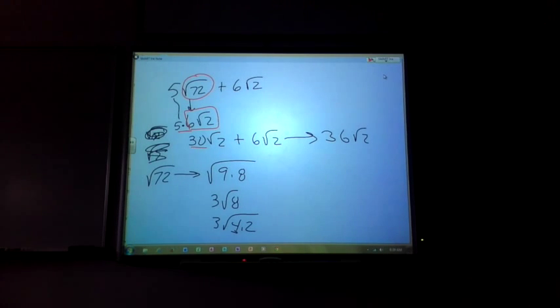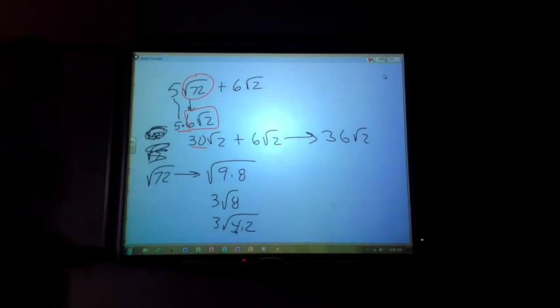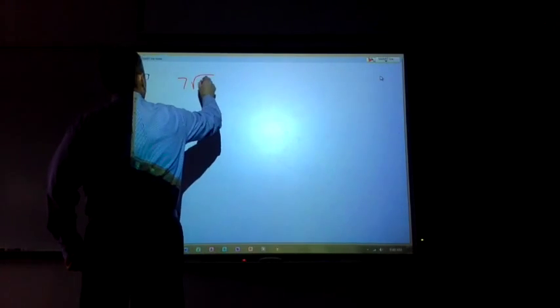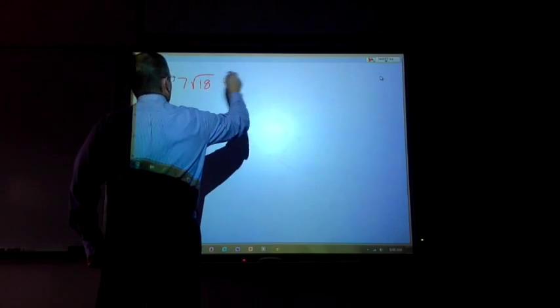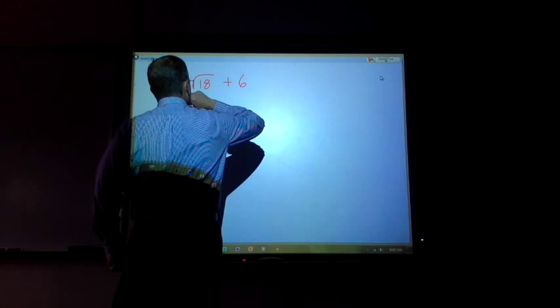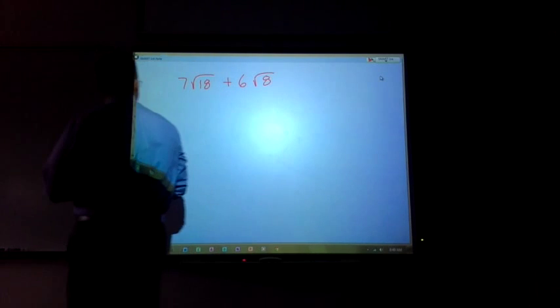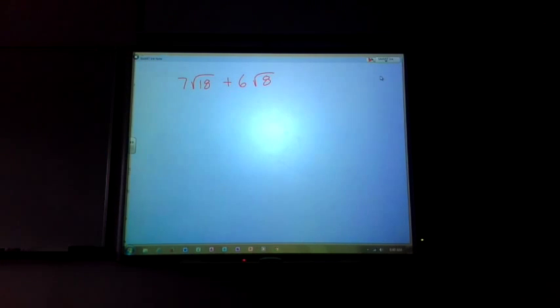Can we try one? You work it? Ready? Let's try this. I want you to try that one. See if you can figure it out. I will tell you right now as they sit, they are not like terms because under the radical is not the same on both sides. See if you can break that down.